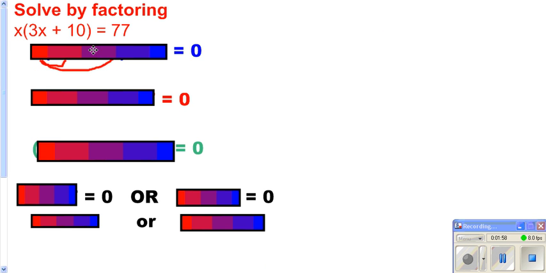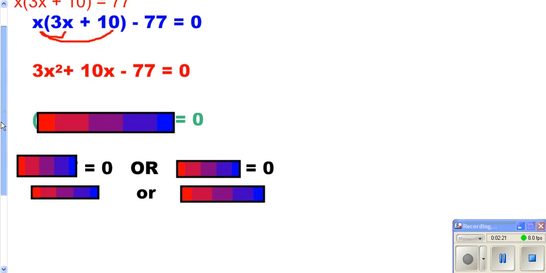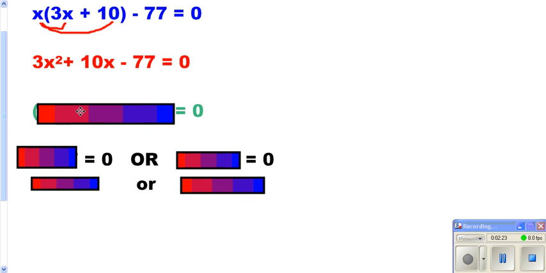So let's go ahead and solve this by factoring. And whenever you're trying to solve by factoring, you always want to have it set equal to 0. So the first thing we're going to do is get our 77 over to the other side. Now, we don't have it factored yet. We're going to have to get rid of our parentheses before we can attempt to factor. So let's distribute this through. We would get this.